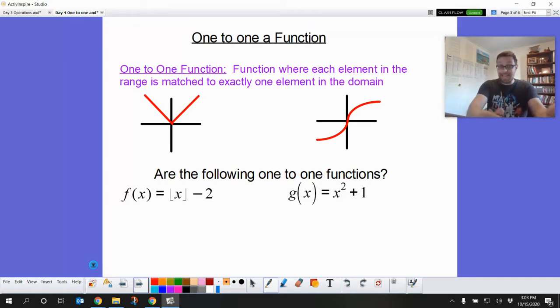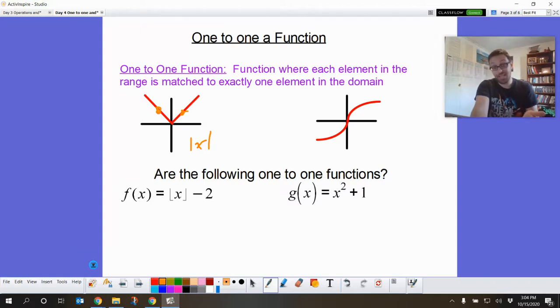So something that's not a one-to-one function is our absolute value. Absolute value is not one-to-one because if we put in 1, we just get 1 back. But there's more than one way to get 1 out of an absolute value function. We could get it here, or we could get it over on this side. So it is not a one-to-one function.